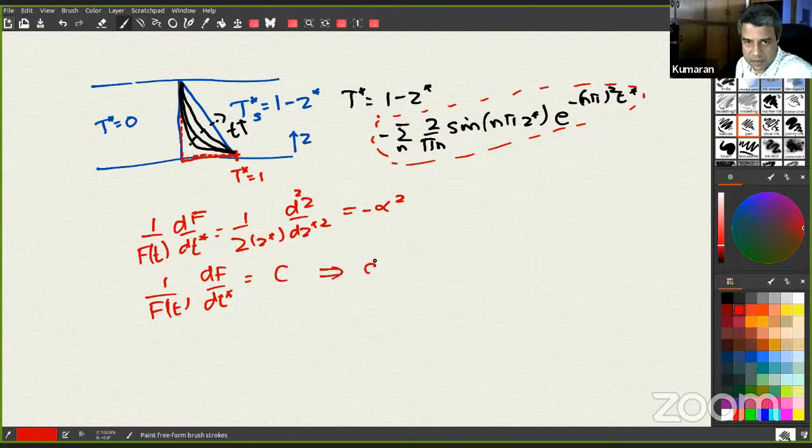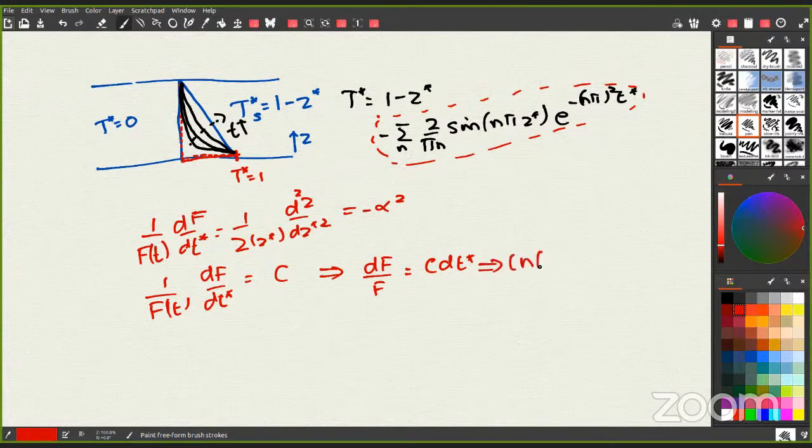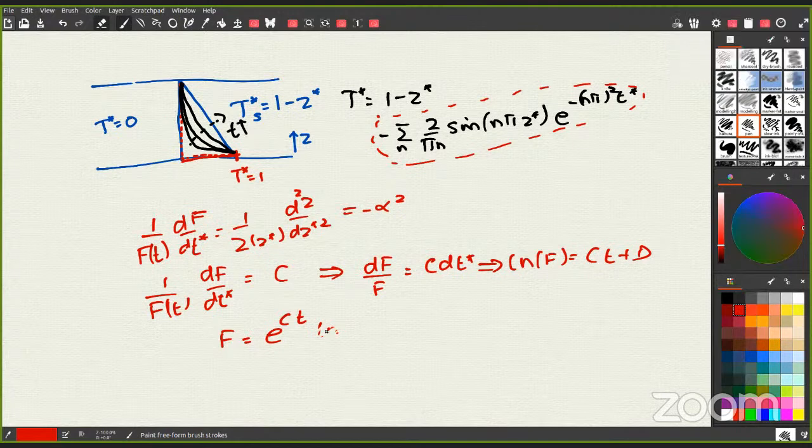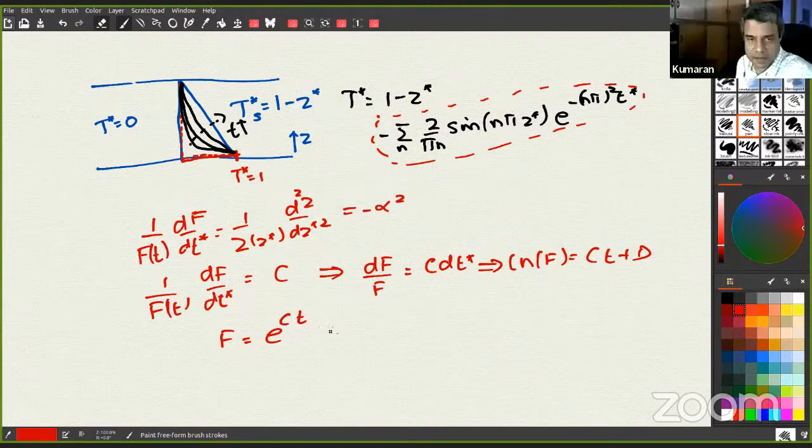df by dt star is equal to some constant, right? So if I integrate it, I'll get df by f is equal to c dt. Or logarithm of f is equal to ct plus some constant d. So I'll get f is equal to e power ct times some constant, e power d. This e power d, I'll call it a.